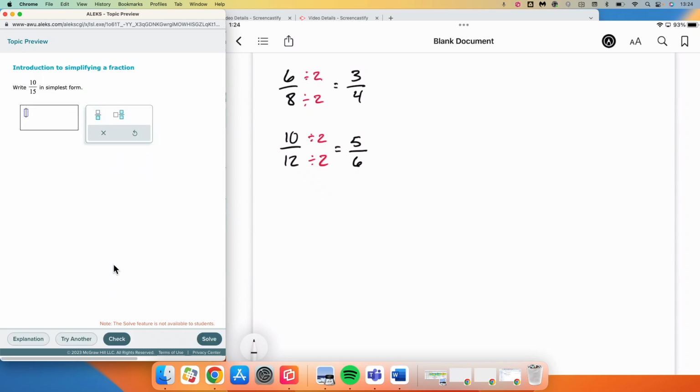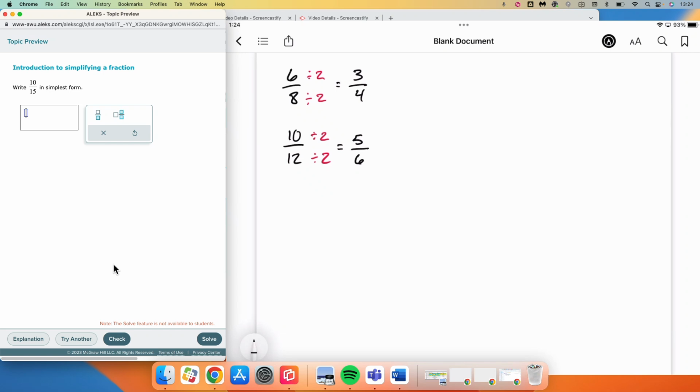Okay, I was hoping we would get one that wasn't going to have 2's as a possibility, and we just got one. So we need to look at 10 and 15 and say, okay, 10 is even, but 15 is not, so 2 will not work. We need to think, what's a number that goes into both 10 and 15? That number is going to be 5.